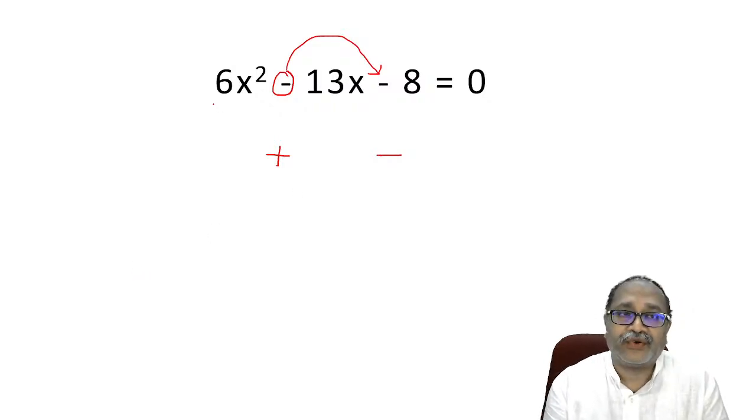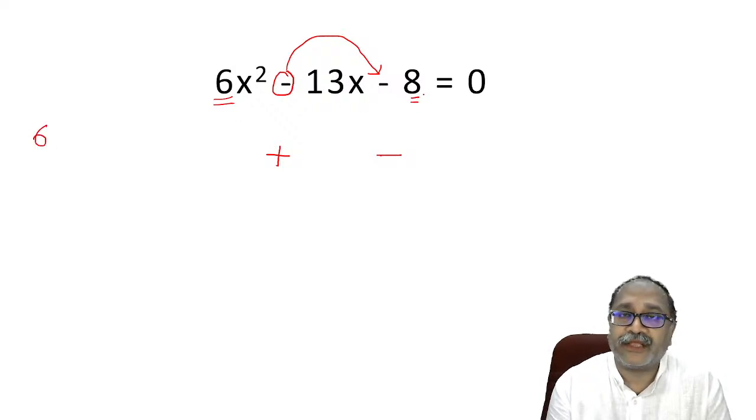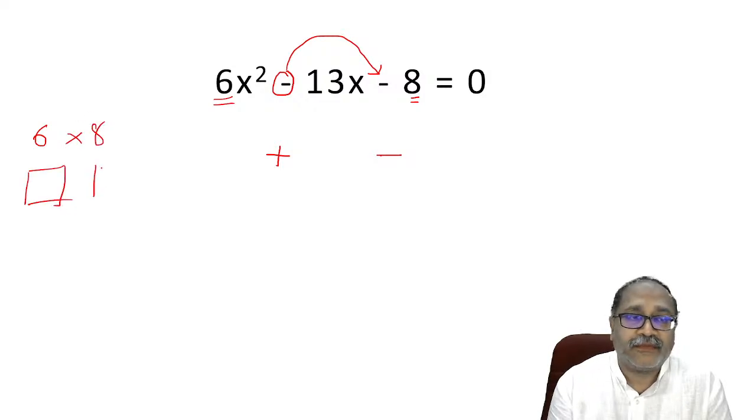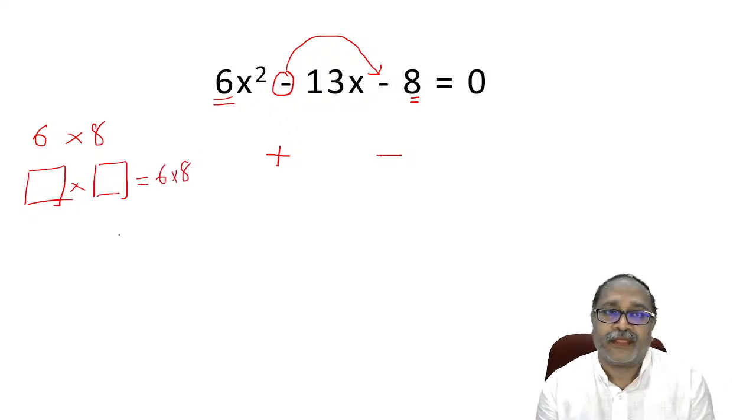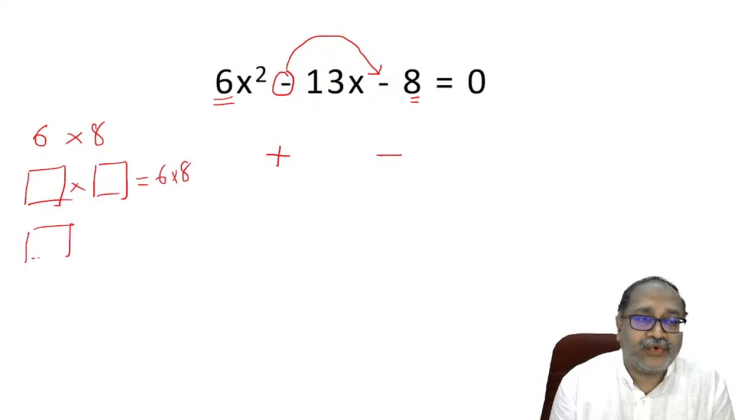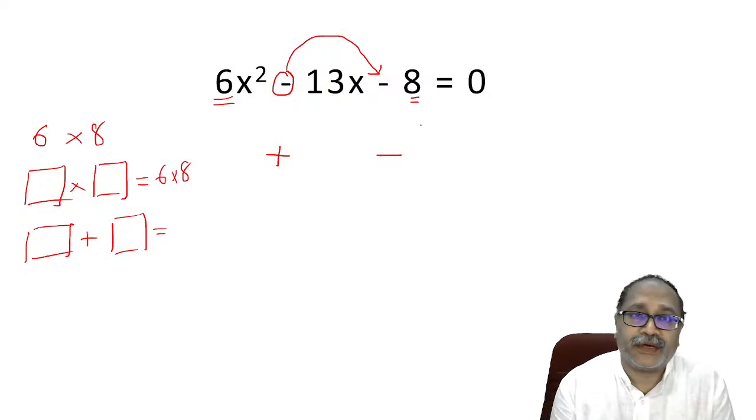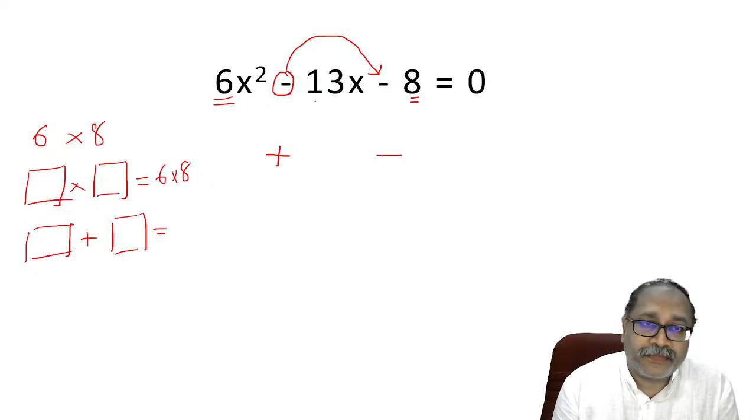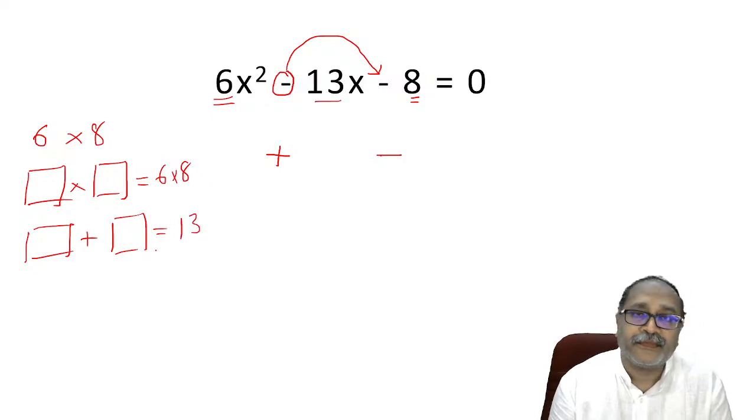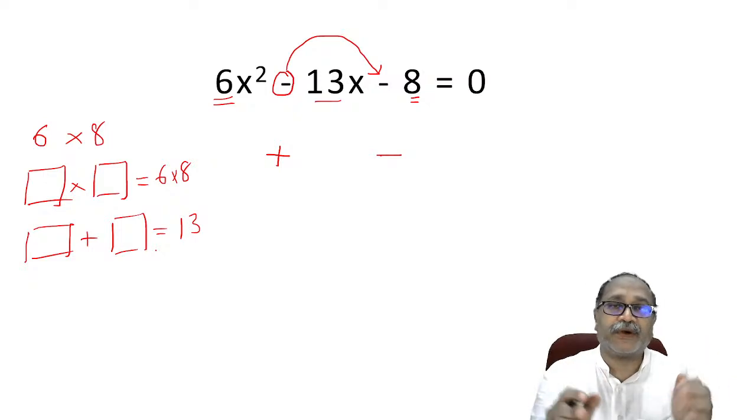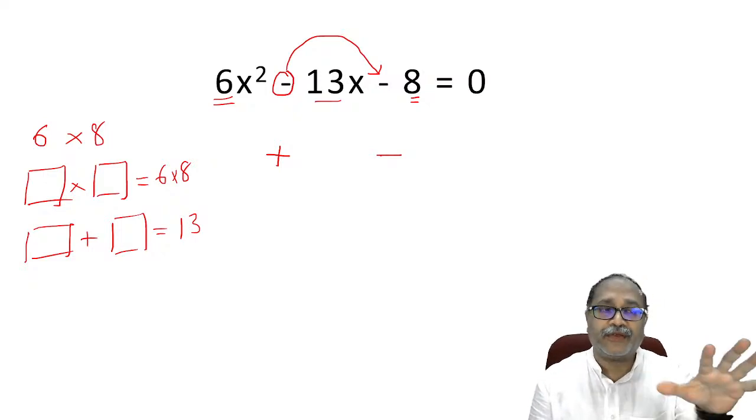Next, I should write this 6 into 8. The sign does not matter here. We need two factors such that when I multiply them, I get 6 into 8, and when I add the same two factors, I get the sum 13. Let me wait and see if some of my friends can answer it. Find out these two values.